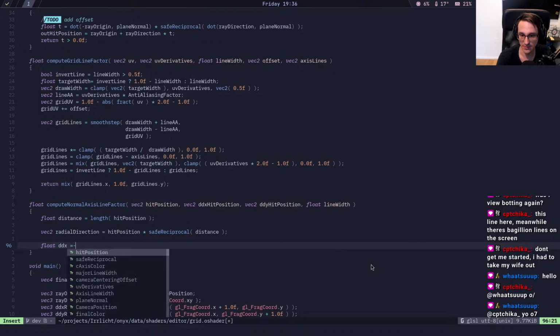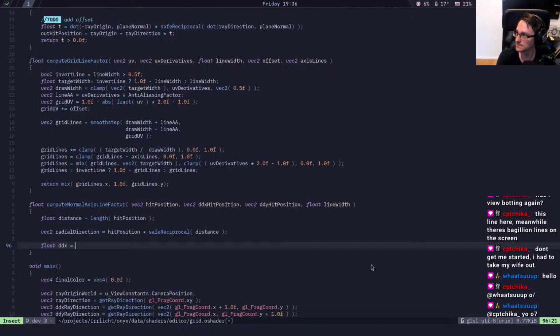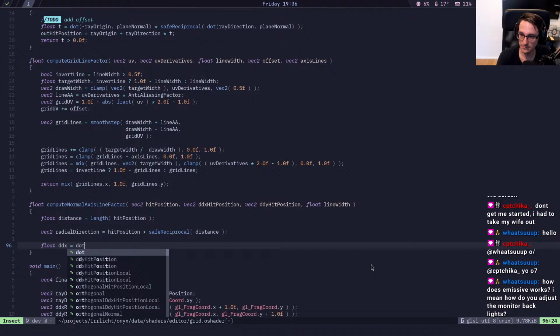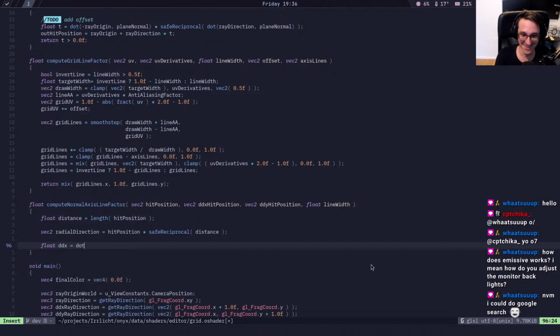Oh, I mean, I guess we can do ddx. How does emissive work? I don't think it has anything to do necessarily with a monitor. In rendering terms, it doesn't have anything to do with a monitor. But in monitors, I don't know. Not a hardware guy.